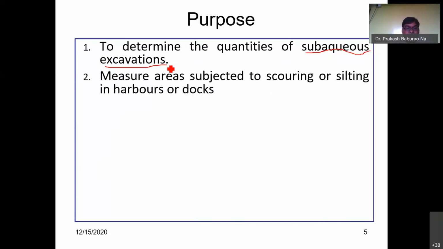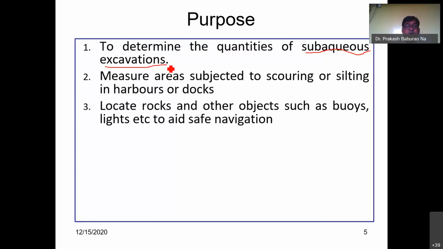But if there is any proposed work across the flow of the river, then you have to observe whether there is scouring or silting action, and you have to find out its quantities. So the subaqueous data has to be acquired through the hydrographic survey. This is a very essential part, because otherwise you don't have ideas about this subaqueous data.